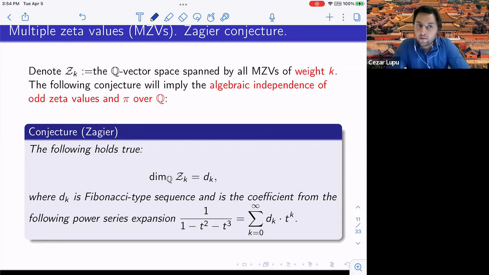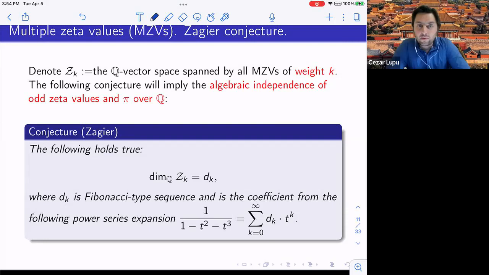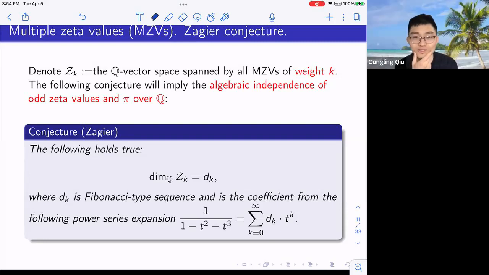Q span. A Q span, then this is linear independence, right? I mean, not linear, algebraic independence. So it's not the algebraic independence of the transcendence conjecture. This conjecture of Zagier, this dimension conjecture, will imply the algebraic independence of all zeta values in pi over Q. So this is stronger than the algebraic independence, right? Yes, exactly.